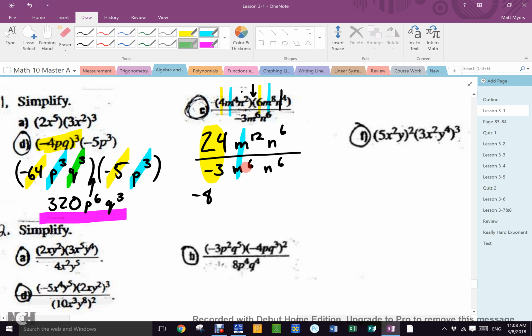But really, what do I do? Which is M to the 6th. And what do I do with N and N? Subtract, which is N to the 0, which is 1, and we never write 1. So I am done. Now, final check. Is anything not allowed?